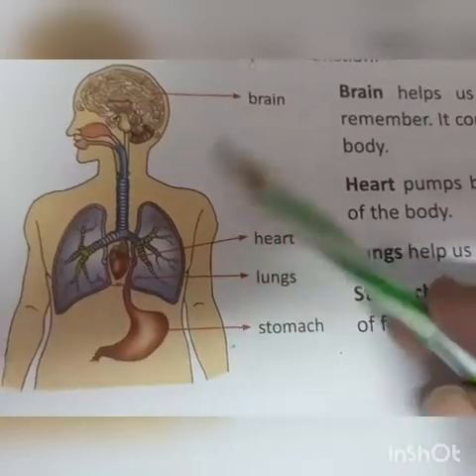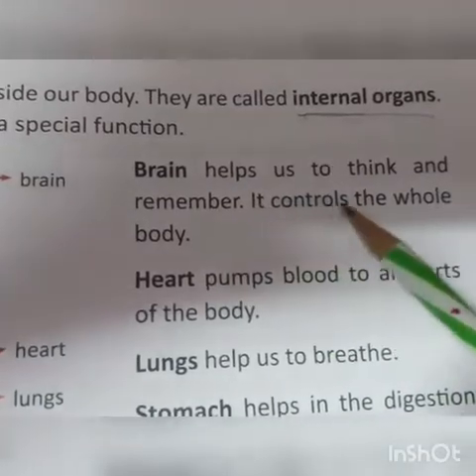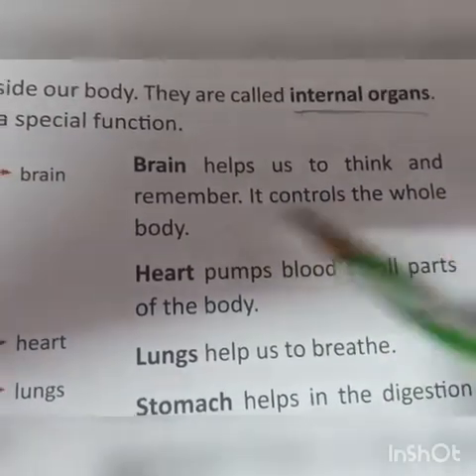Stomach, lungs, heart and brain. Now first we'll read about brain. Brain helps us to think and remember. It controls the whole body.